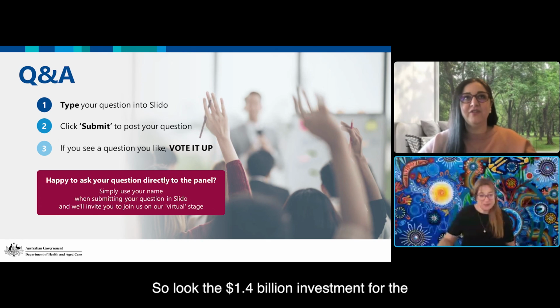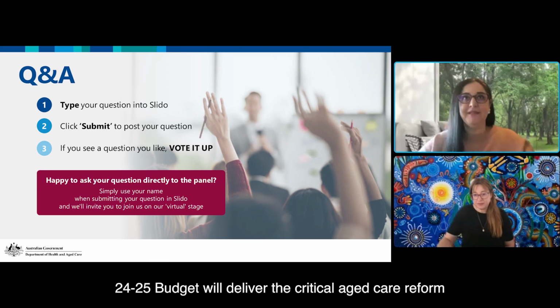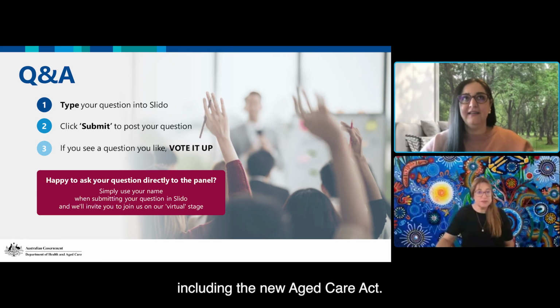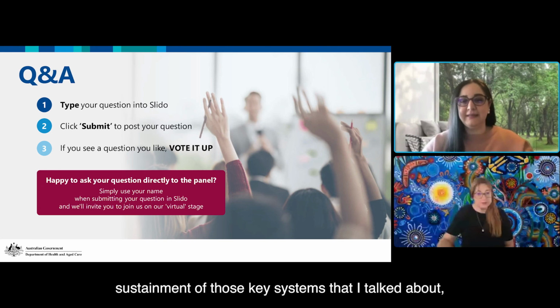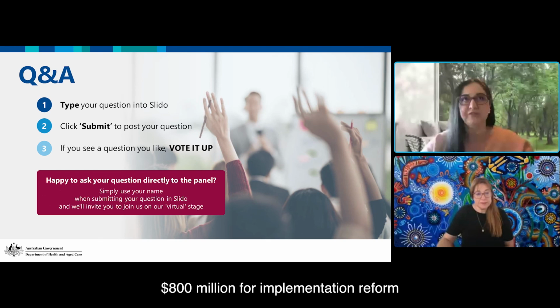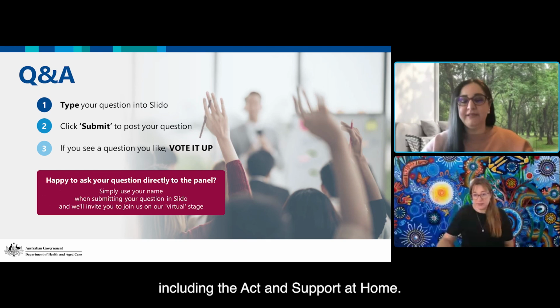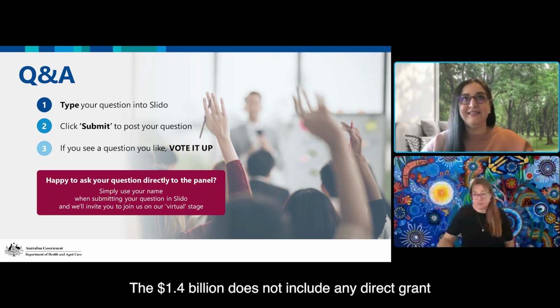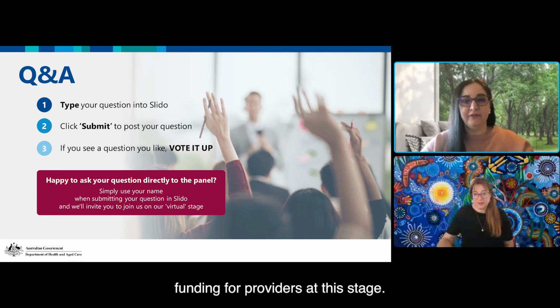Thanks, Janine. So, look, the 1.4 billion investment for the 24-25 budget will deliver the critical aged care reform, including the new Aged Care Act. This includes approximately $600 million for the sustainment of those key systems that I talked about, $800 million for implementation reform, including the Act and Support at Home. The $1.4 billion does not include any direct grant funding for providers at this stage.